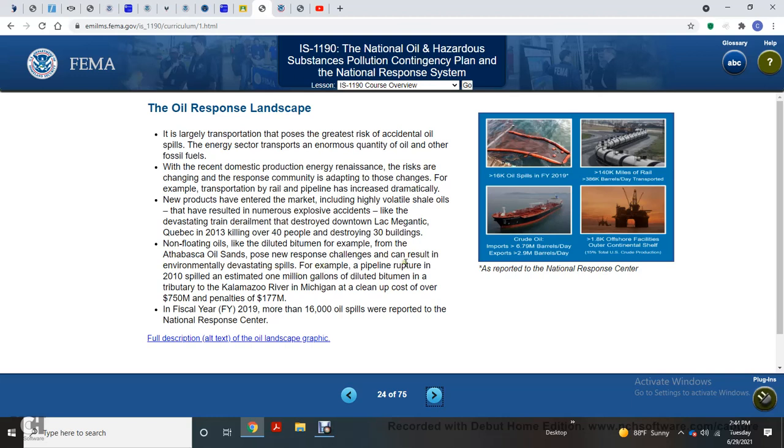For example, a pipeline rupture in 2010 spilled an estimated 1 million gallons of diluted bitumen into a tributary of the Kalamazoo River in Michigan, with cleanup costs over $750 million and penalties of $177 million. In fiscal year 2019, more than 16,000 oil spills were reported to the National Response Center.